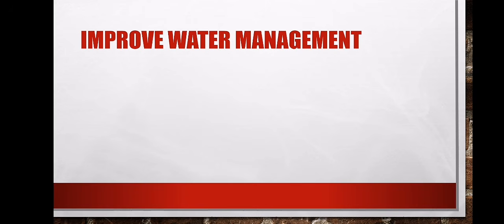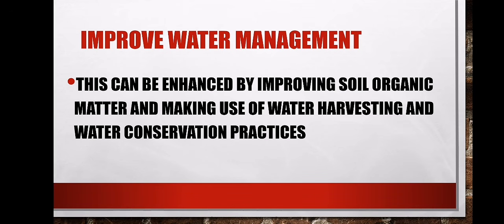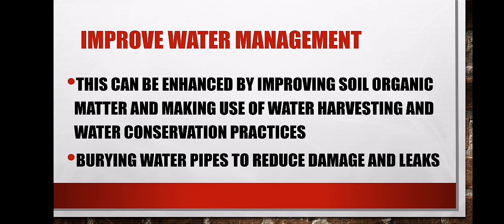Let's improve water management. In this case, we can link it with water provision. Water provision, whereby you talk about what? Irrigation. We say here, this can be enhanced by improving soil organic matter and making use of water harvesting and water conservation practices. You make sure that you save the water that you have. Or else we can bury pipes to reduce the damage and leaks. So we want to make sure that we don't waste water. So we say improving water management. But make sure that you are able to list it.